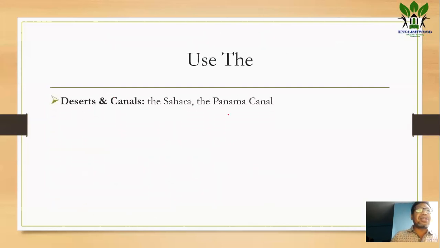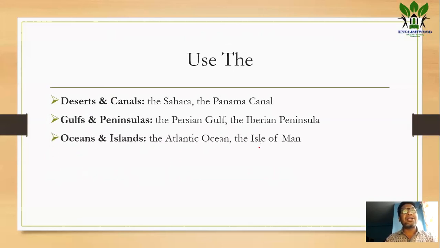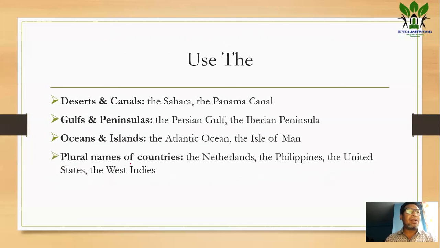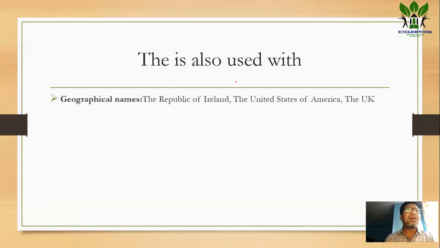Deserts and canals: the Sahara Desert, the Panama Canal. Gulfs and peninsulas: the Persian Gulf, the Iberian Peninsula. Oceans and islands: the Atlantic Ocean, the Isle of Man. Plural names of countries: the Netherlands, the Philippines, the United States, the West Indies. "The" is also used with geographical names like the Republic of Ireland, the United States of America, the UK. So the idea is you have to remember and learn. When you use this in English, it obviously comes.